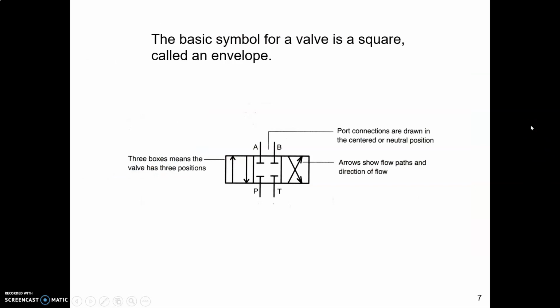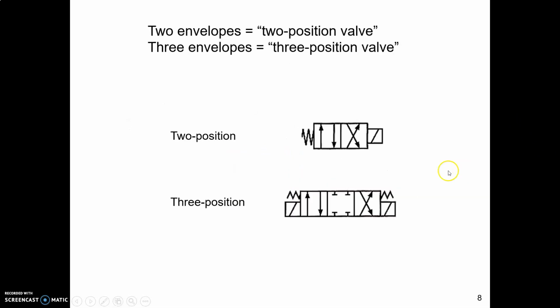When we draw symbols of directional control valves, we put together squares, and each square is called an envelope. That's the basic symbol. Each envelope is one position of the valve. The valve can shift over this way and that envelope will be in position, or it can shift back the other way and that envelope will be in position. If there are 2 envelopes, it's a 2-position valve. If there are 3 envelopes, it's a 3-position valve.